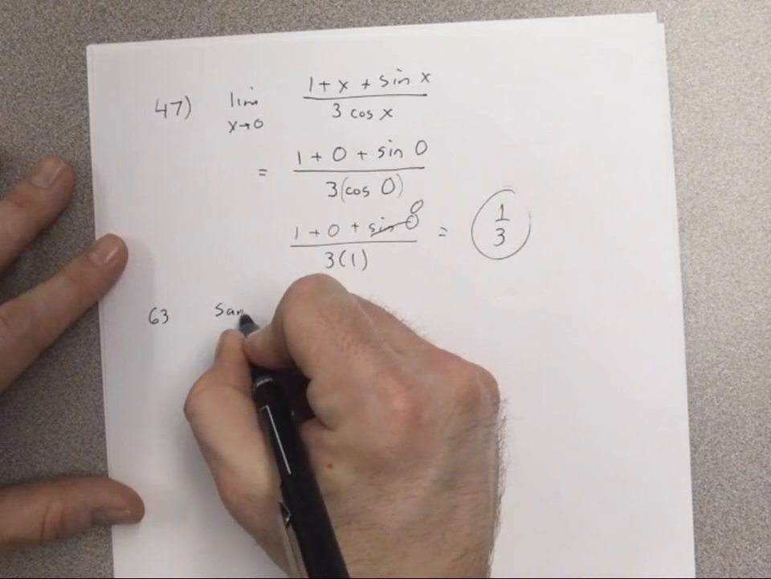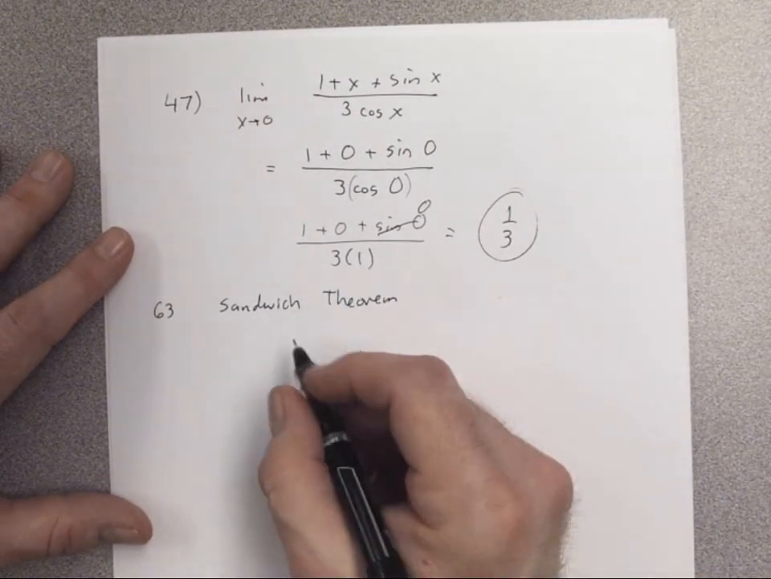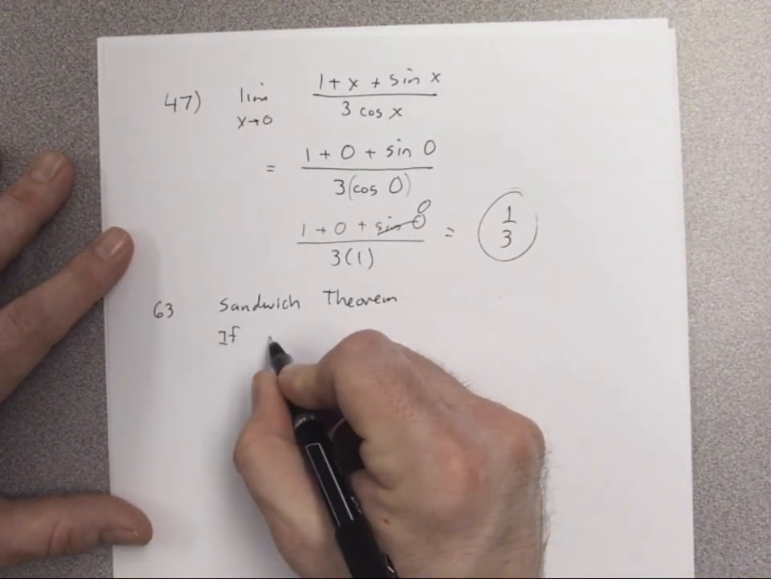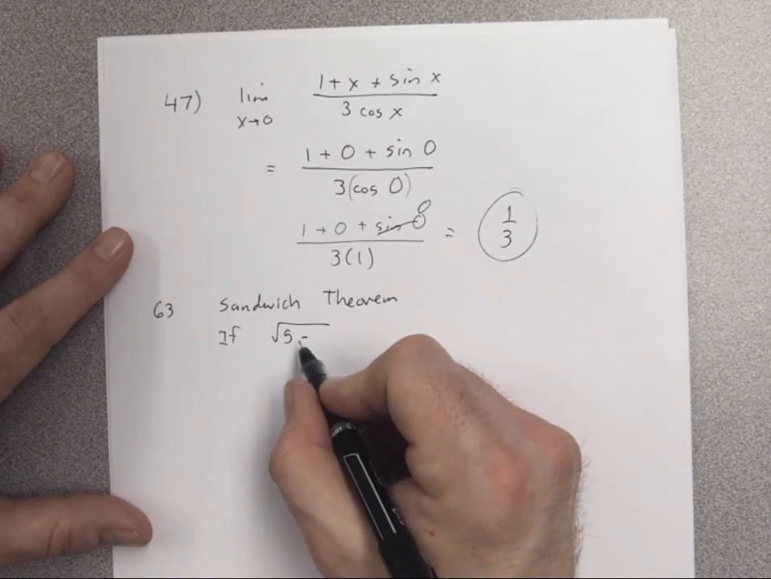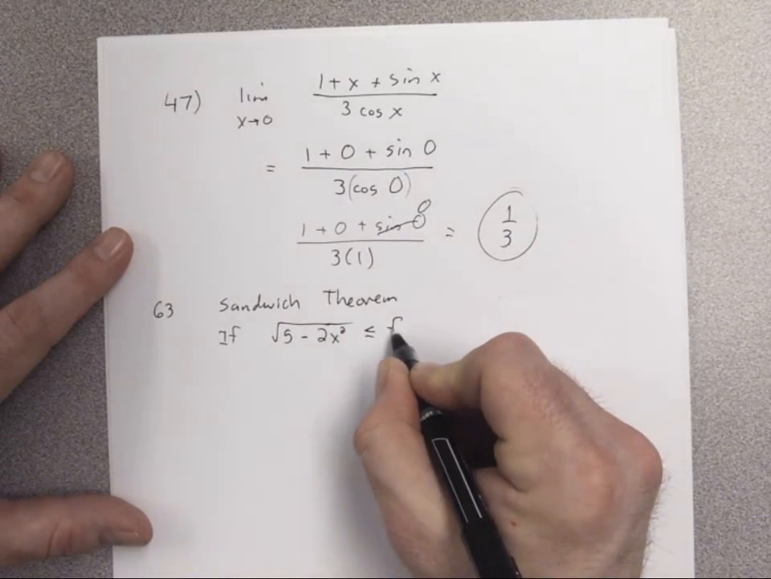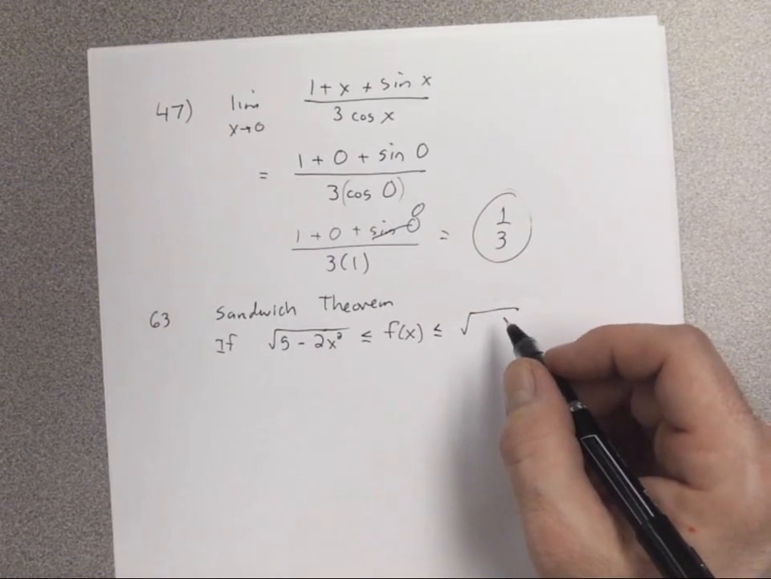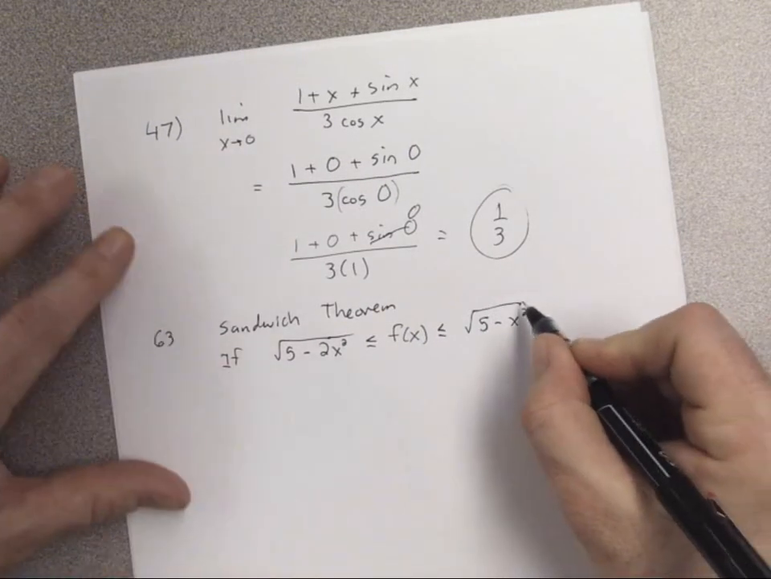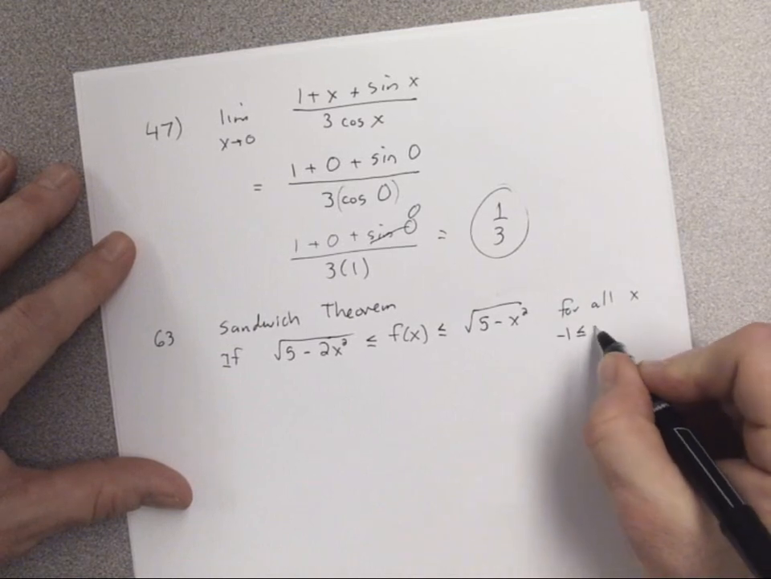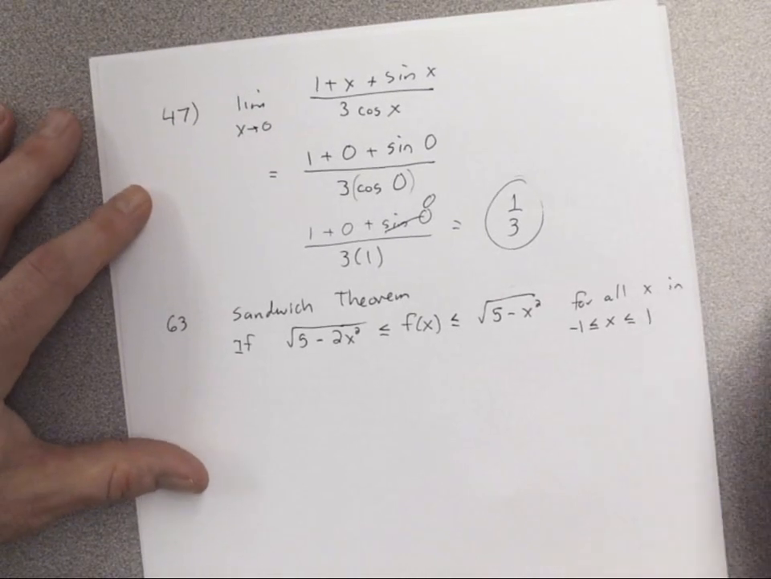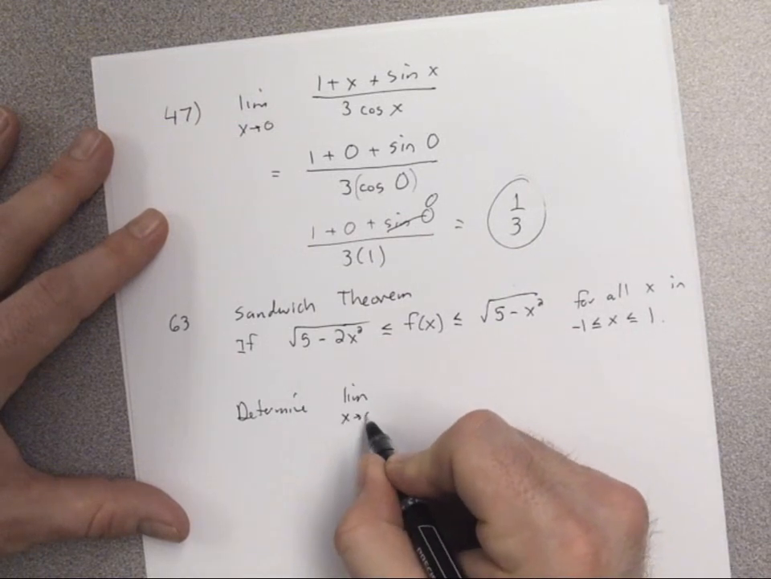Squeeze theorem. Sandwich. So what it says is, if the square root of 5 minus 2x squared is less than or equal to f of x, which is less than or equal to the square root of 5 minus x squared, for all x where negative 1 is less than or equal to x, which is less than or equal to 1, it wants us to determine the limit as x approaches 0 of f of x.